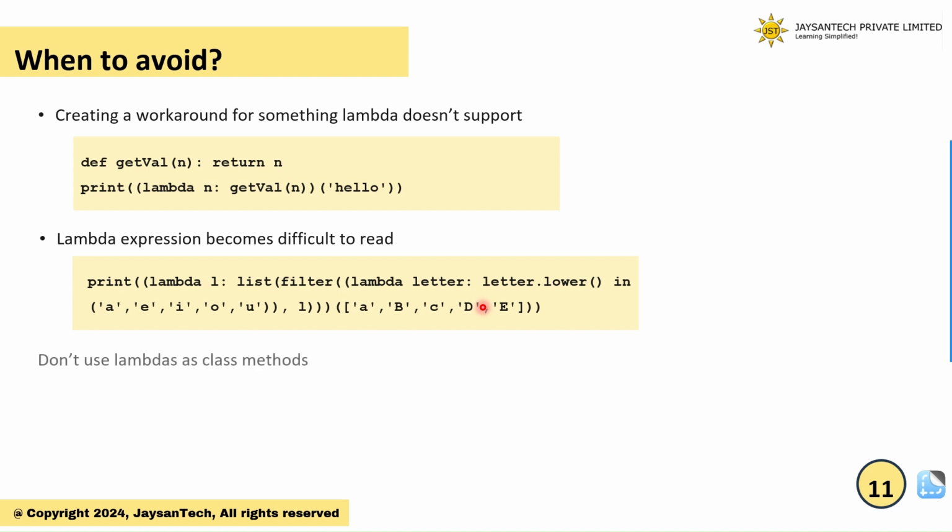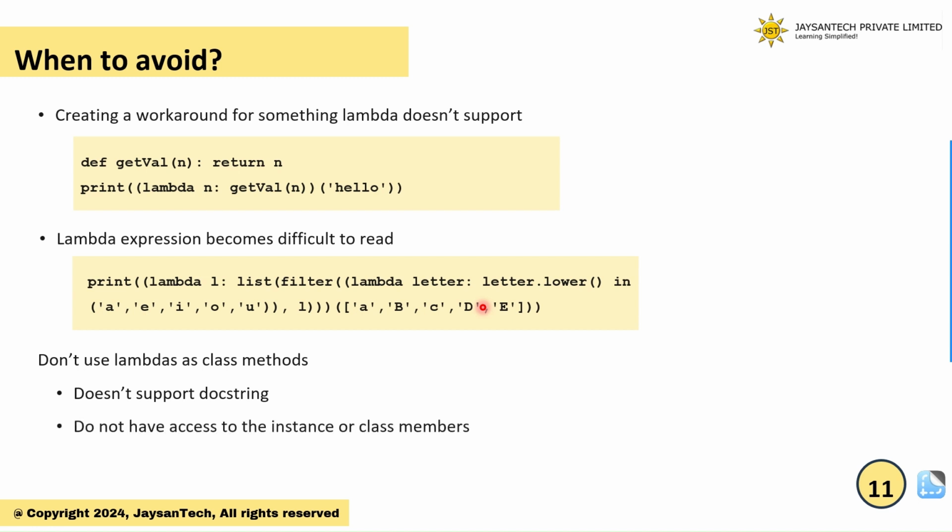Alright. And very important is, you should never use lambdas inside a class method. First, it doesn't support docstrings. Docstrings are very important for classes, because they tell you what that method is doing. When some other programmer looks at your code, it will be very difficult for them to understand what you're trying to do using a lambda function. So it's better not to use lambda as class methods.